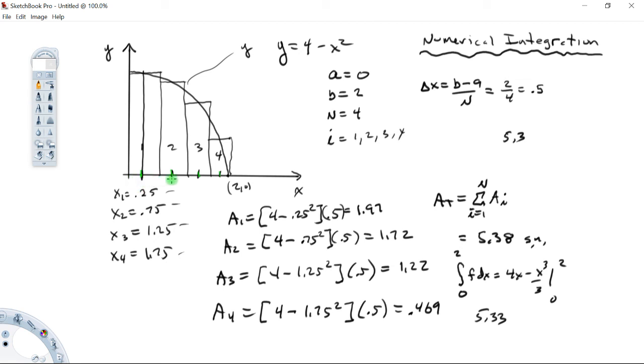You calculate the width of each rectangle, the appropriate x values you need, calculate the area of each rectangle, add up all your results. I hope this video helps demonstrate how the numerical methods basically work.